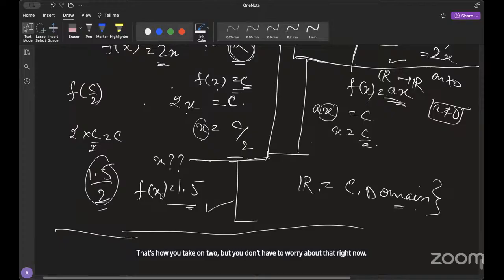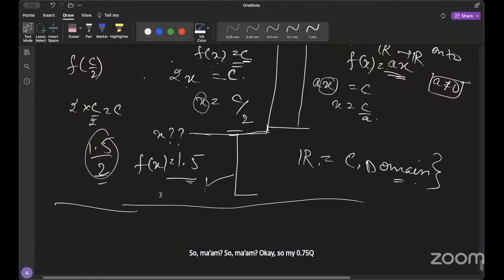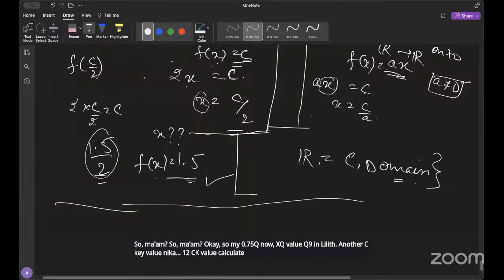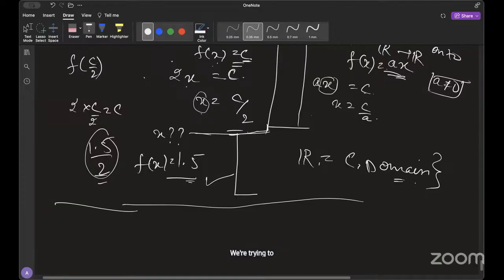Okay, ma'am, why don't we take the value of x and calculate the value of c first, then find the value of x? We are trying to do it for an arbitrary constant, because you can't just check for 1.5.